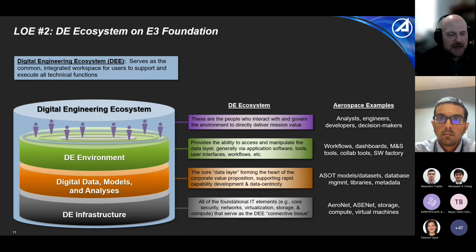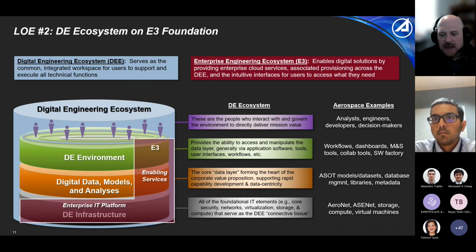Fundamental to this whole cake chart idea and the idea of how we're going to deploy the ecosystem is something we call E3. This stands for the Enterprise Engineering Ecosystem. And this is what enables users to interact effectively with the ecosystem through catalogs that allow ready access to data, models, tools, software code, or via a service catalog or through customizable workflows.